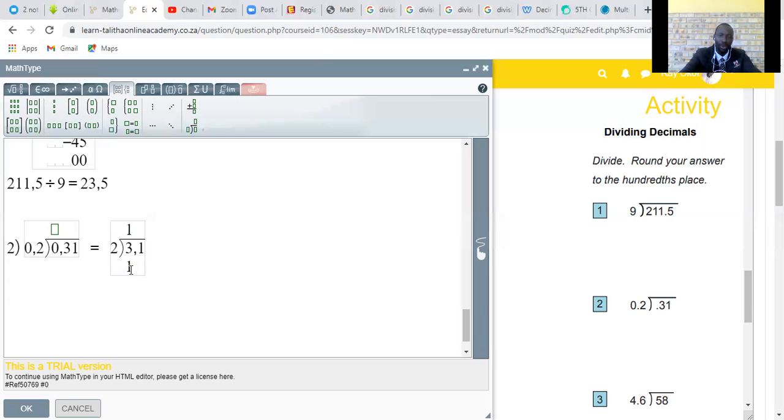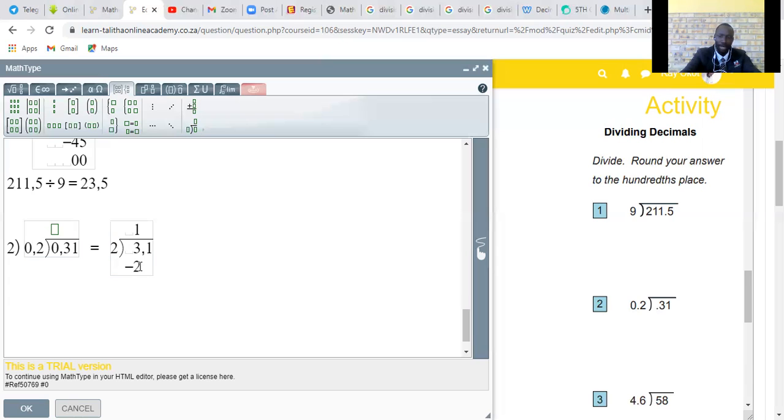Now, the next thing we want to deal with. So once again, 2 goes into 3 once, and that is what we have here, 1. Now 1 times 2 is 2, so we want to subtract. That is 3 minus 2.